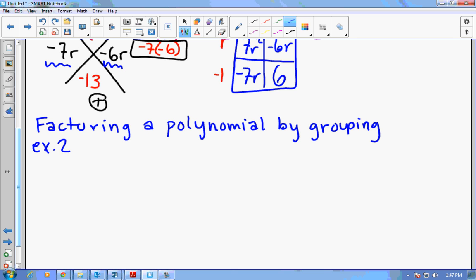Example 2. Please write this example down. We're going to factor this guy: 6h to the 4th plus 9h cubed plus 12h squared plus 18h.